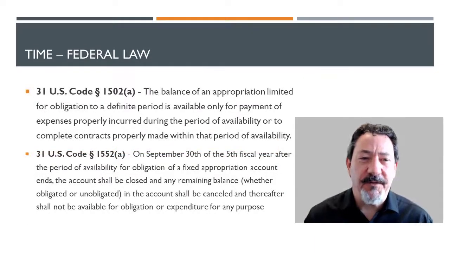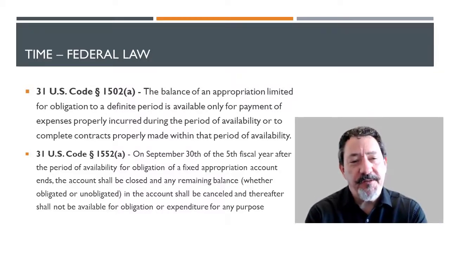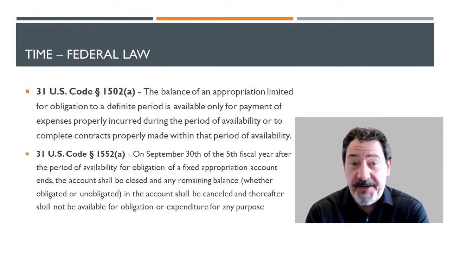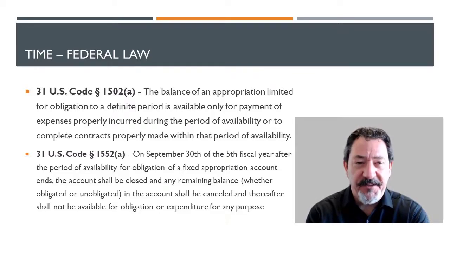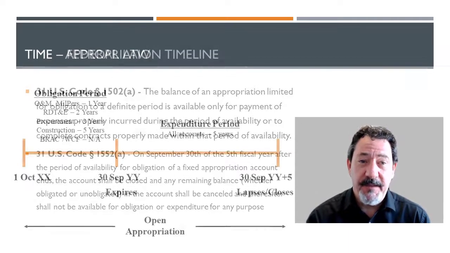The second law we're concerned about is Section 1552, which says that on the 30th of September of the fifth fiscal year after the period of availability has closed or expired, any remaining balance in the account shall be canceled and therefore not available for obligation or expenditure for any purpose.